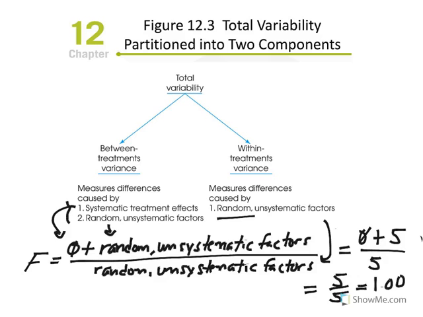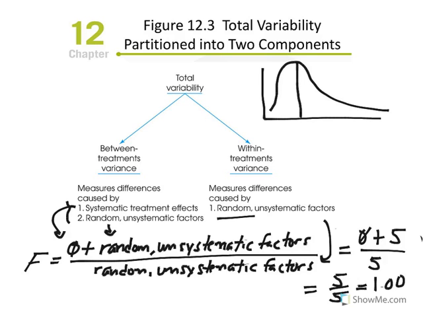So an F ratio equal to 1 or near 1 indicates that the differences between treatments, the numerator, are random and unsystematic, just like the differences in the denominator. With an F ratio near 1, we conclude that there is no evidence to suggest that the treatment has any effect. And I'll briefly show you the F distribution, which is positively skewed.